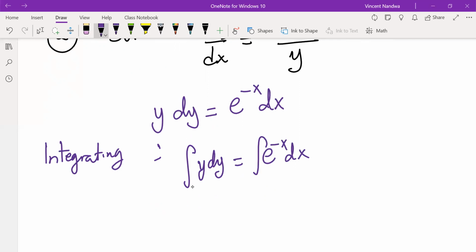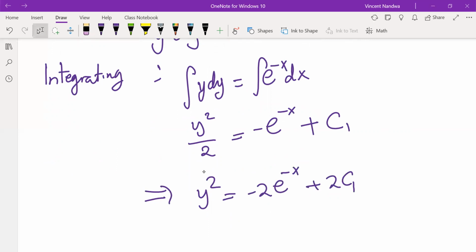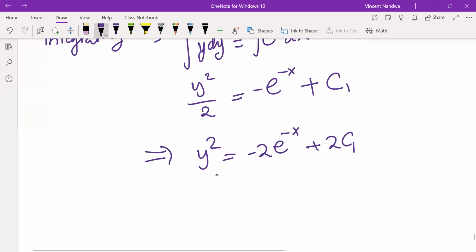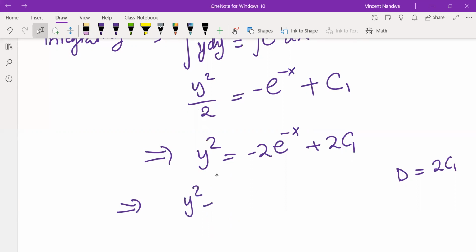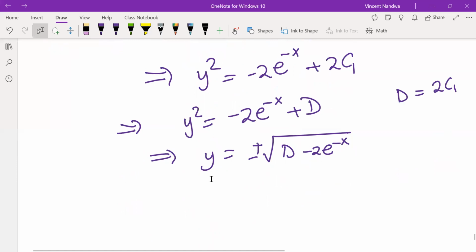Now, when you integrate y, you get y squared over 2. This will give us negative e raised to the power negative x, and then plus a constant, say c1. Which means y squared equals minus 2 e raised to the power minus x plus 2c1. So we can say let d be the same as 2c1. So y squared equals minus 2 e raised to the power minus x plus d, which implies y equals plus or minus the square root of d minus 2 e raised to the power minus x. So that would be the solution to that question.